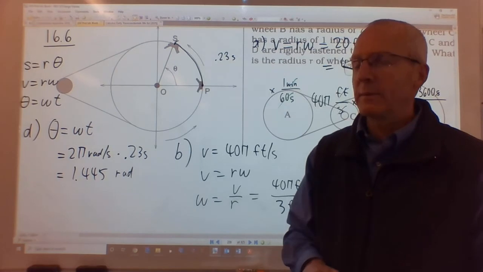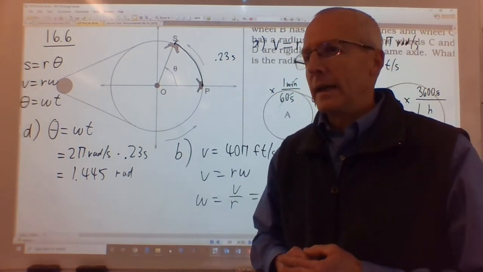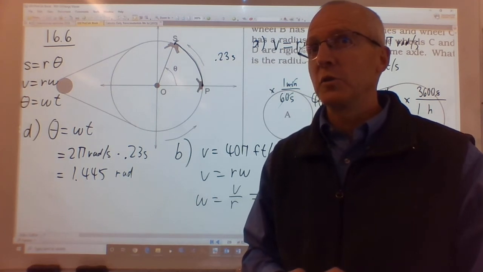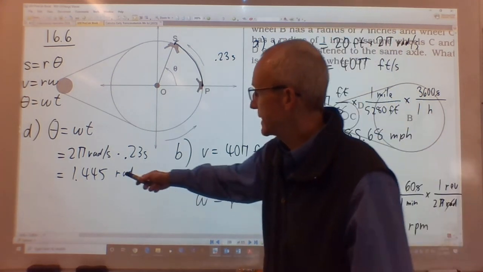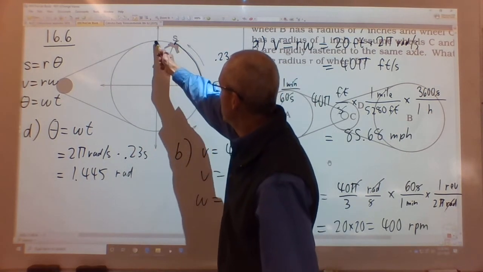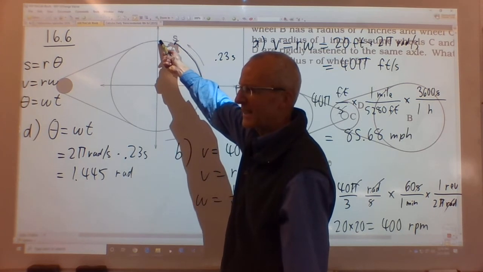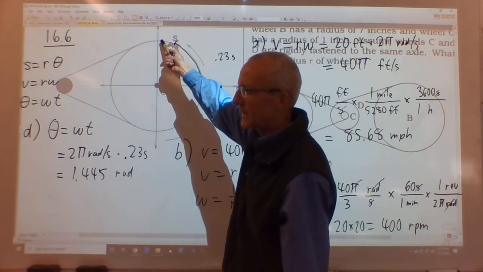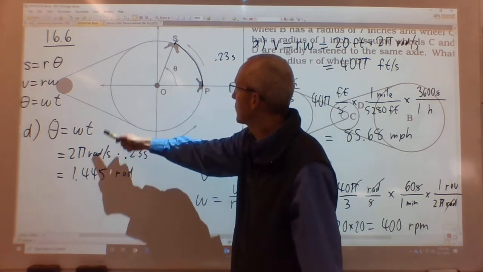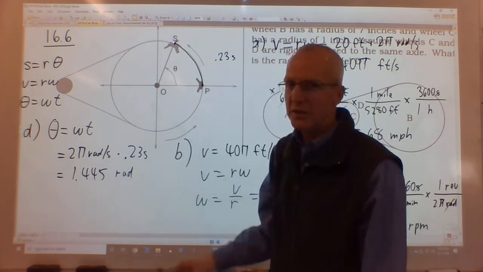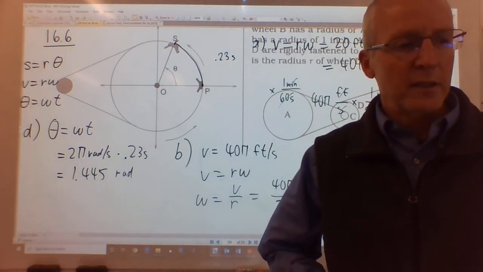Remember 1 radian is about 60 degrees. 90 degrees is pi over 2, which is 3.14 divided by 2, so 1.57 radians. We're at 1.445, so a little bit less. So the picture looks about accurate. They did a good job drawing it. A little less than 90 degrees.